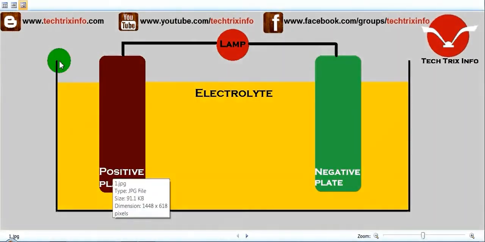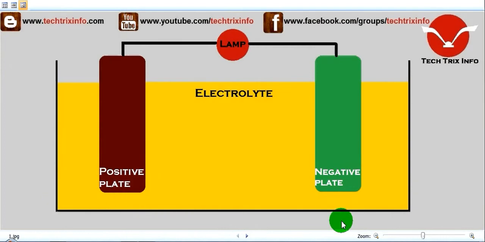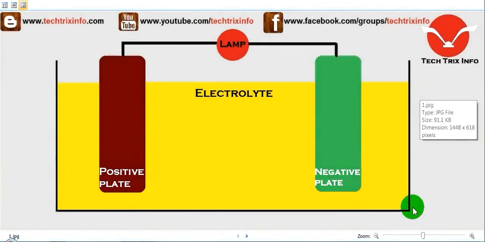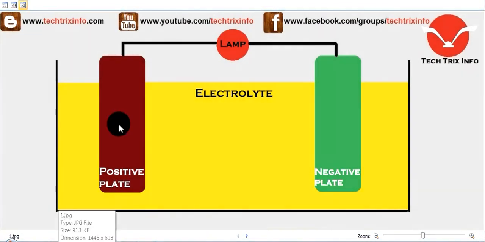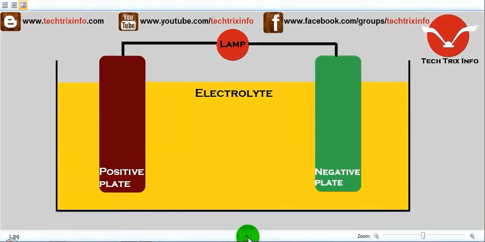So if you consider this as the casing of the lead acid battery, here we have the positive plate, that means the anode, and here we have the negative plate, that's the cathode, and the yellow colored electrolyte, that means it is the sulfuric acid. So the red colored positive plate, the anode, is actually PbO2, that is lead peroxide, and this cathode is spongy lead.